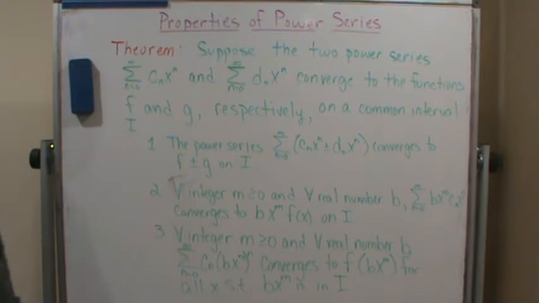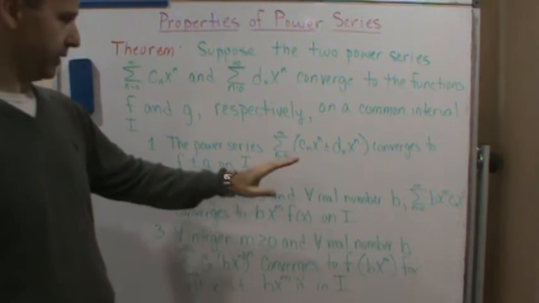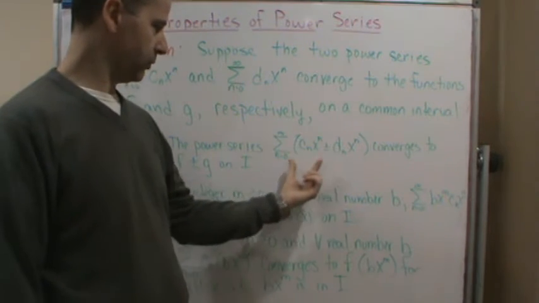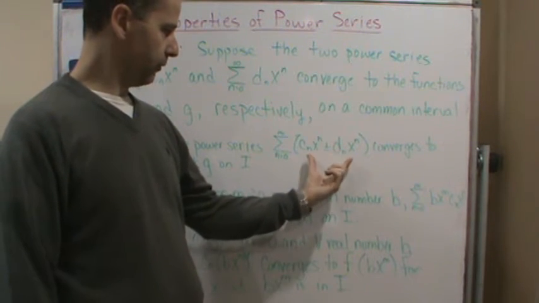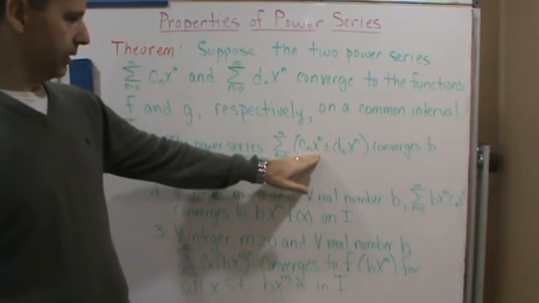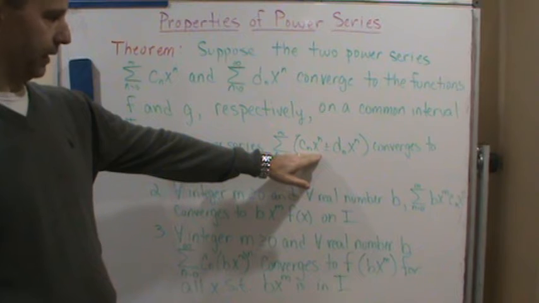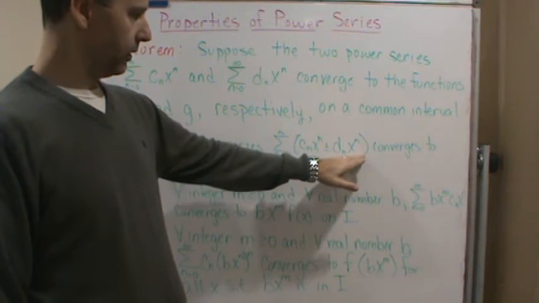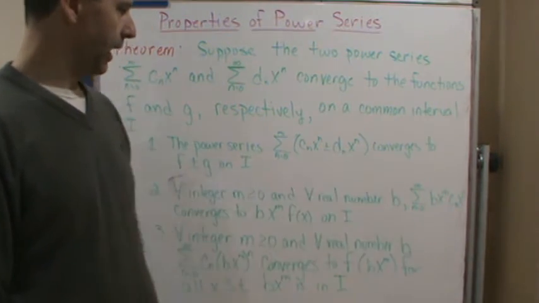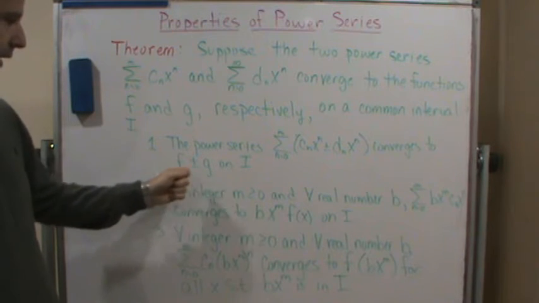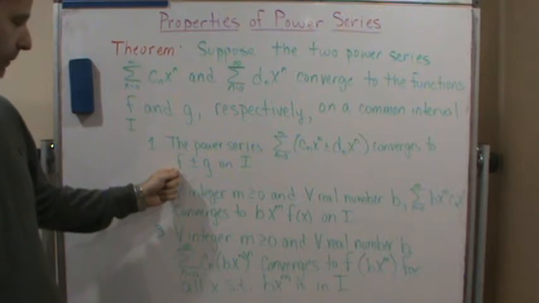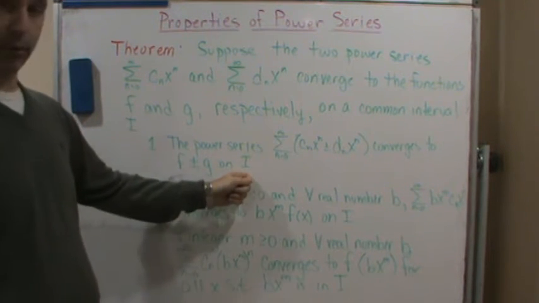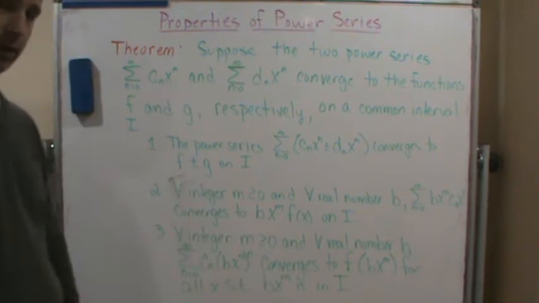If that's true, then the first thing we can say is that the power series of the sum and difference of those other power series, so if we take the series which includes the sum or difference of c sub n times x to the nth power plus or minus d sub n times x to the nth power, that series converges to the sum of the functions f and g, or the difference of the functions f and g, depending on if it's a plus or minus, on the same interval. Okay, so that's the first thing we can conclude.